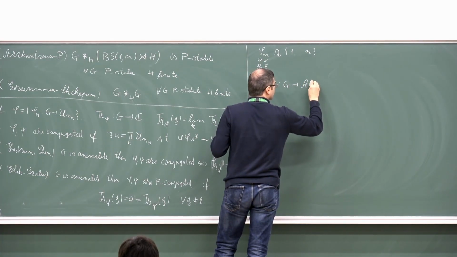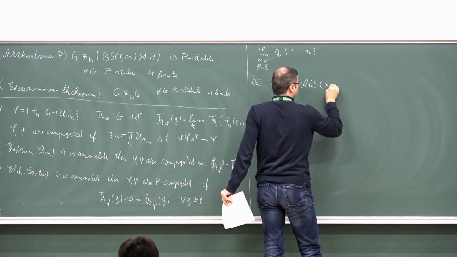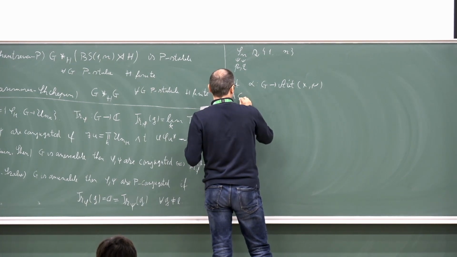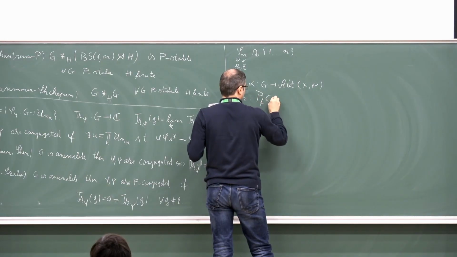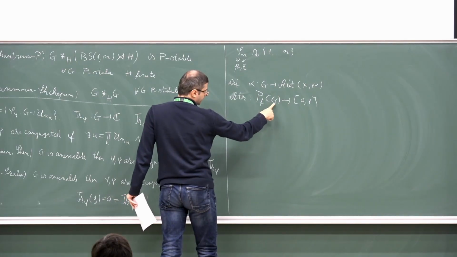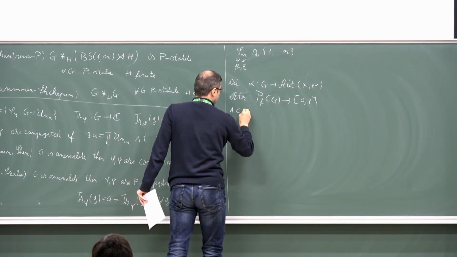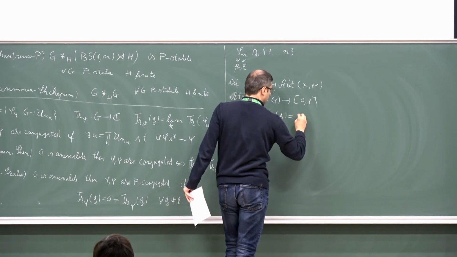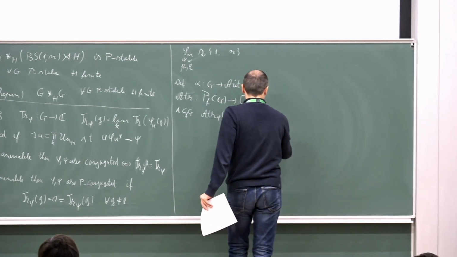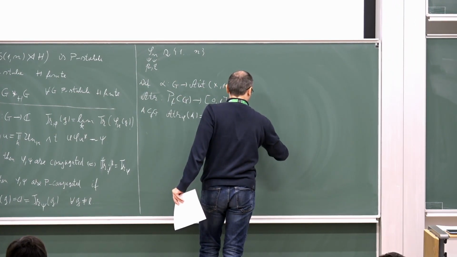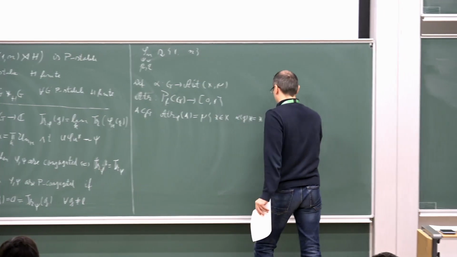If you take an action, a measure preserving action of a group, you can construct for a finite subset, so this is the collection of finite subsets of G. For such a finite subset, you can define this value, the measure of the set of points X that are fixed by all the elements in A.